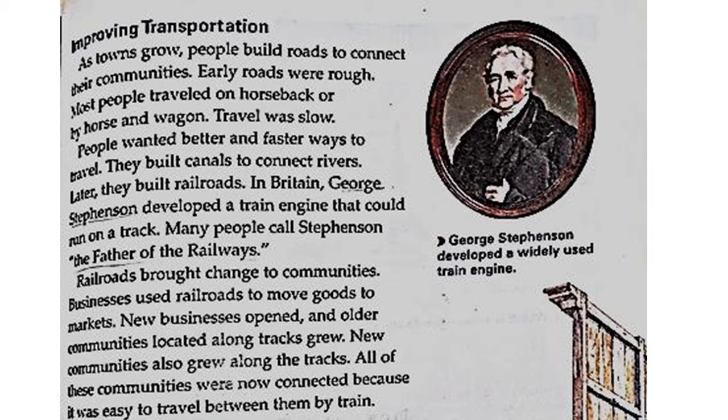Railroads brought change to communities. Businesses used railroads to move goods to markets. New businesses opened, and the older communities located along tracks grew. New communities also grew along the tracks. All of these communities were now connected because it was easy to travel between them by train. And this is how we know that the urban areas expanded and developed and reached outward, right? Great, so this page was all about improvement in transportation, how people like George Stephenson have brought about improved transportation, thereby benefiting the community.